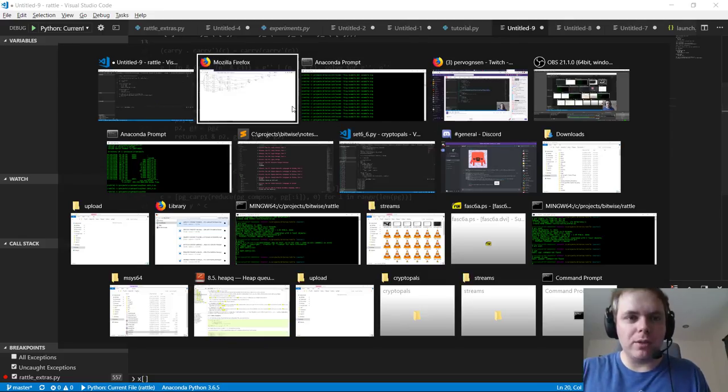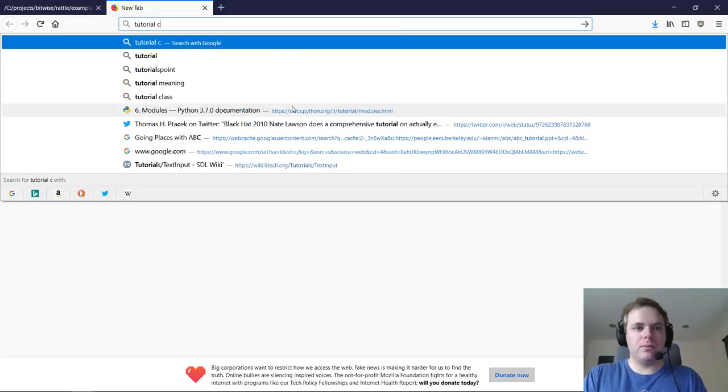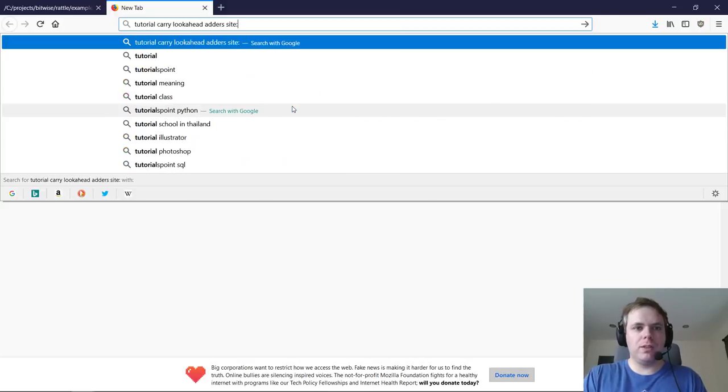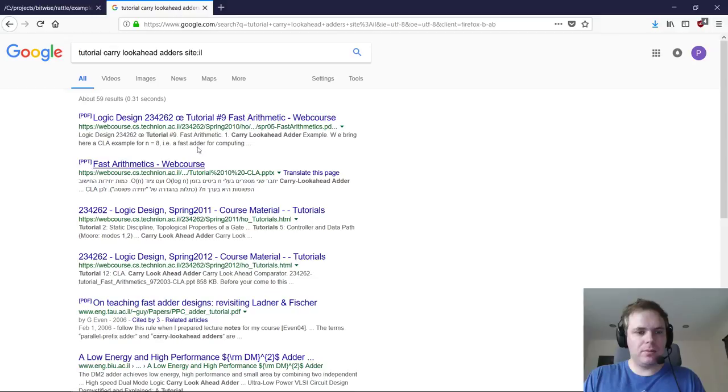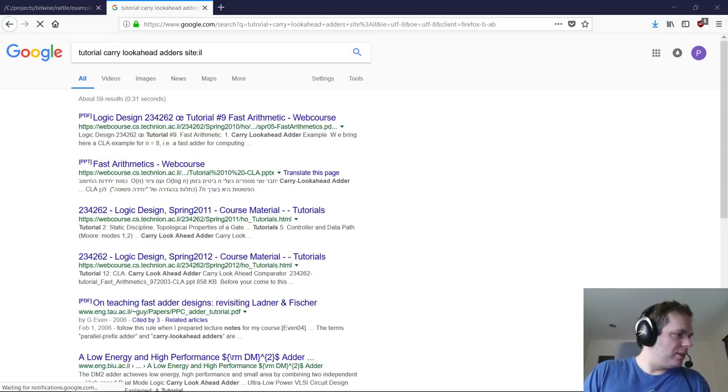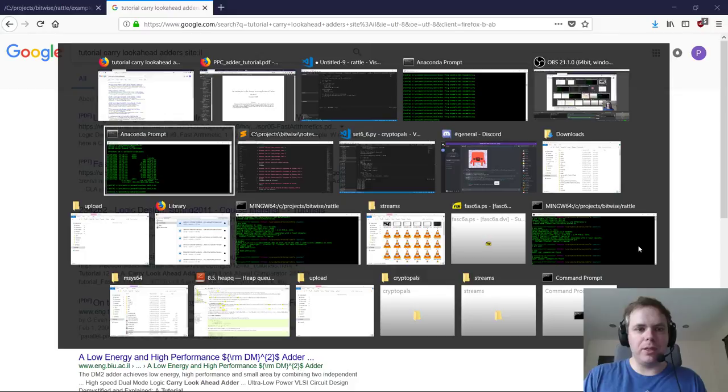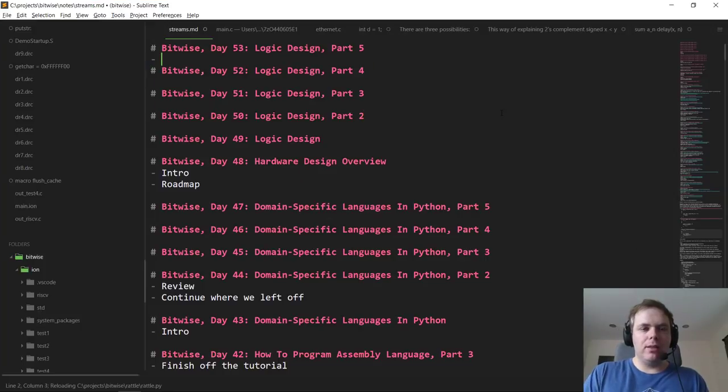There's a paper I can point to, if you want to read it. I don't totally co-sign; there's some stuff I don't like about it. I'll put it in the carry-lookahead adder tutorial.